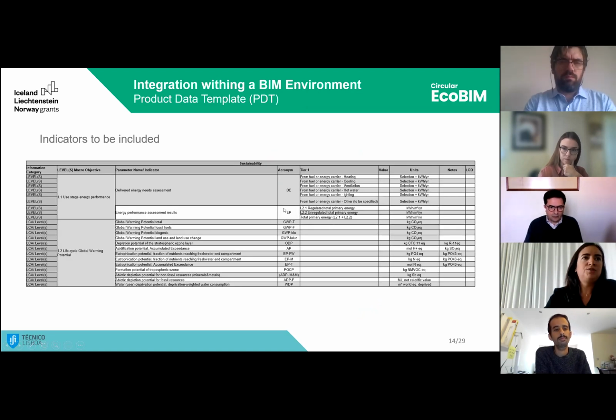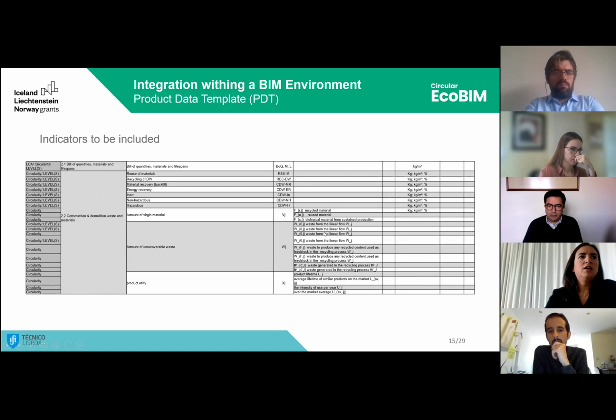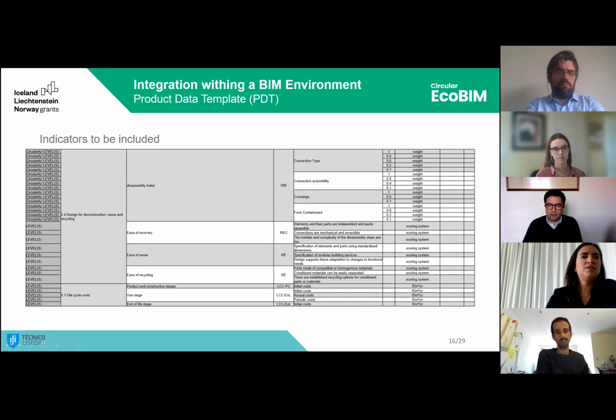But to introduce Level(s) into BIM, we needed to define a product data template with the macro objectives that we selected, the indicators that will be converted into parameters that will be read within a BIM environment, the values that will be given by our database of environmental product declarations, and will be filled in for construction elements or BIM objects, and the units of analysis. We will also extract a bill of quantities, materials, and lifespan, which is already very commonly used in the construction industry, construction and demolition waste and materials, design for deconstruction, reuse and recycle, and the life cycle costs.